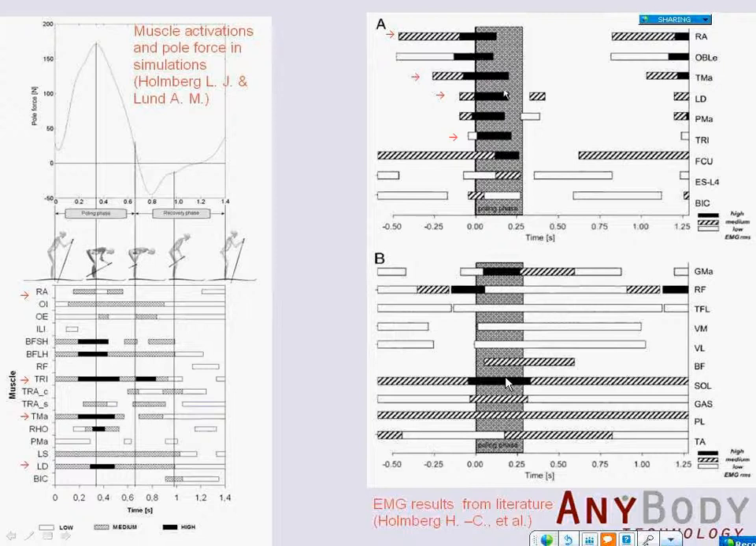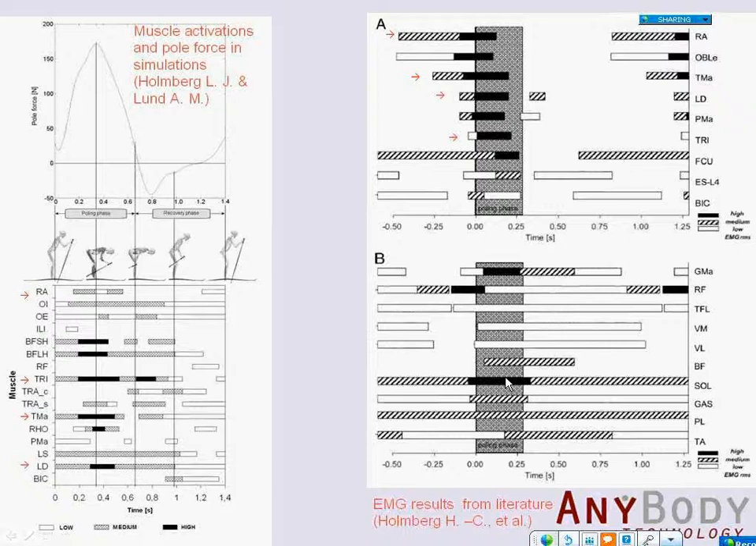An example of a muscle that doesn't agree well is the rectus abdominis. In the ergometric simulation study, there is some activation during the pulling phase, but low activation at peak pole force, while in the roller ski study it's higher during the peak pole force. So it doesn't agree every time.